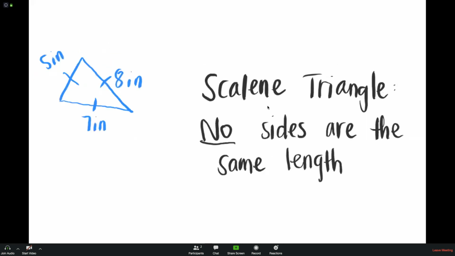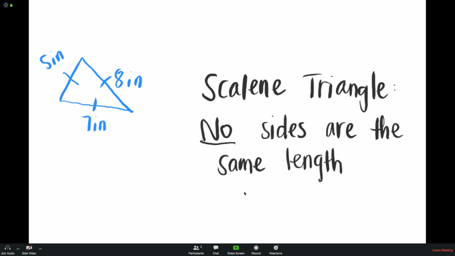Now there's a third kind of triangle that we can name based on the sides, and this is a scalene triangle. So when a triangle does not have the same sides at all, no sides are the same length, that would be considered a scalene triangle. Notice that this one is 7 inches, this one over here is 8, this one is 5, so all 3 sides are different. So when you notice that in your triangles and in your homework or assignments, that just means that this is a scalene triangle.